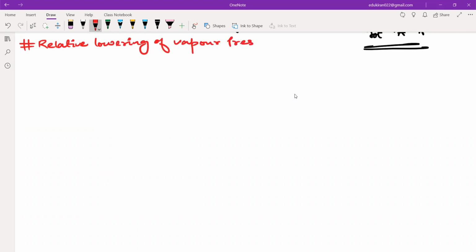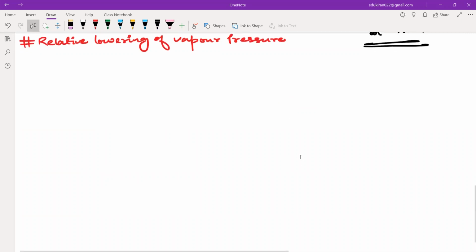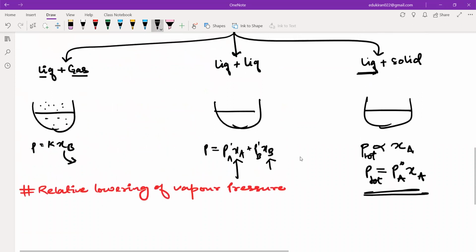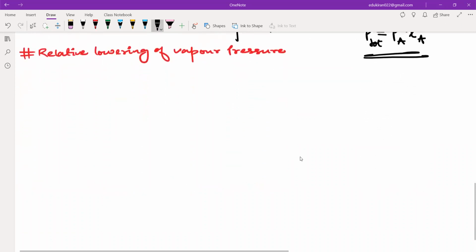Of vapor pressure. Okay. Now, in relative lowering of vapor pressure, what do we have? First thing is that you should have a non-volatile solute. That means you should have a solid solute. Solid solute is non-volatile. It does not get into vapor.